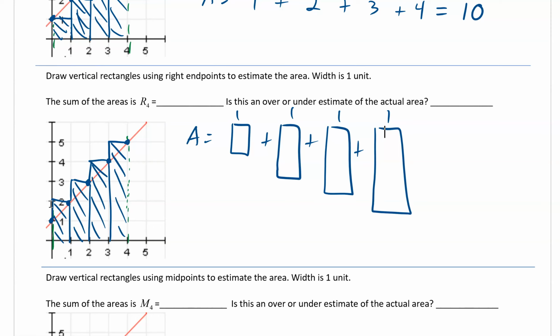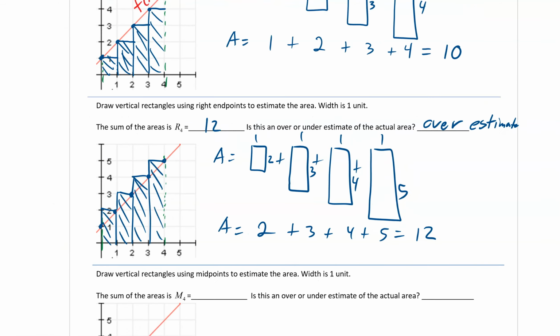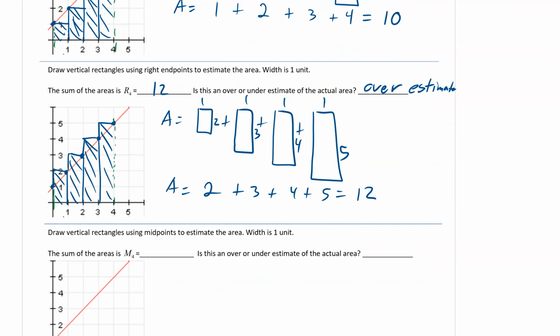So the heights are really the y values. That's all we're using here. So this is 2, 3, 4, and 5. And so our area would be 2 plus 3 plus 4 plus 5, which is 12. And this is an overestimate. So we know that our actual estimate is somewhere in between those two. So why don't we try something in between?